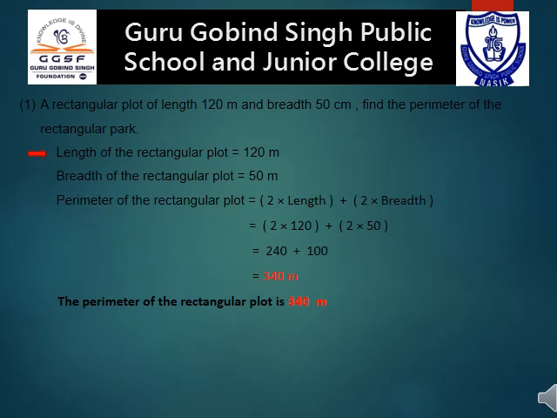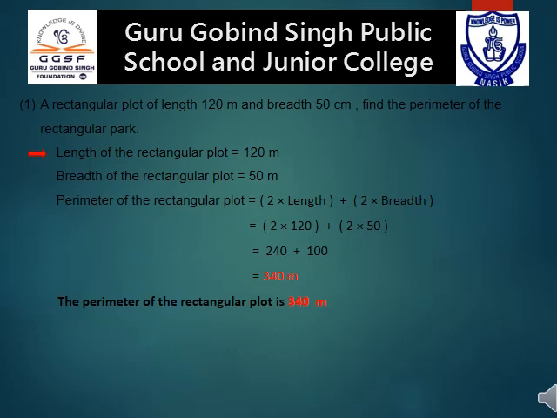So students, before starting the problem set of perimeter of square and rectangle, here I have solved some examples to give you a clearer idea how we can use the formula to solve the examples. First example, a rectangular plot of length 120 meter and breadth 50 meter. Find the perimeter of the rectangular plot.